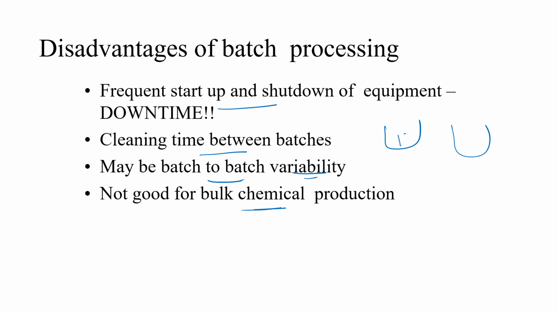Then again, you have to go for the second product. So in a day, we can complete at least four batch processes. Four times we have to start up, shut down, and clean, and these are the variables. So these are the disadvantages.